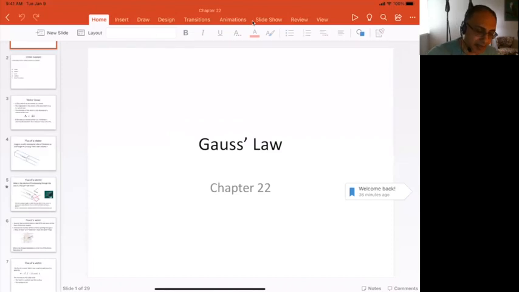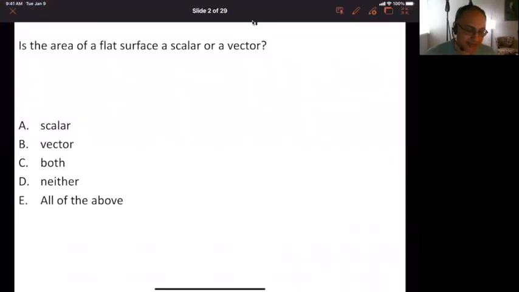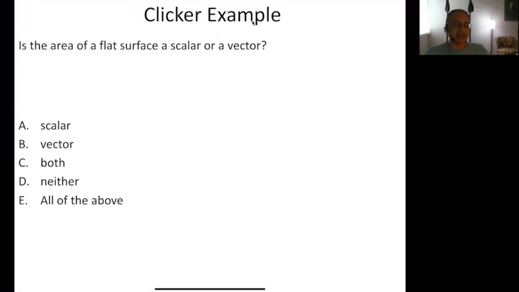Okay, before we get into anything, let's consider this question. Suppose you have a flat surface. The area of that flat surface, would you say that it's a scalar or a vector? Let me ask you this question on Top Hat. Okay, so most of you chose scalar, but that is actually the wrong answer.